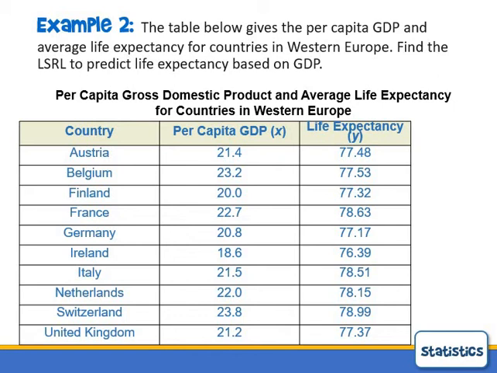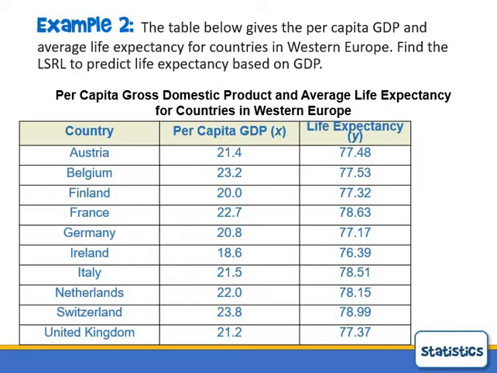Let's do one more example here. We've only done one example so far of using our calculator to find the least square regression line, so let's do one more. The table below gives the per capita gross domestic product, the GDP, and average life expectancy for countries in Western Europe. Find the least square regression line, so that's an abbreviation you see.